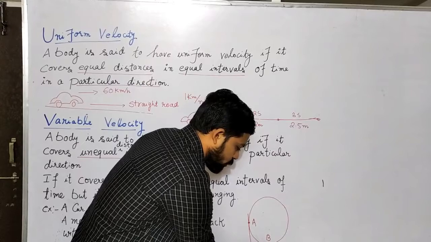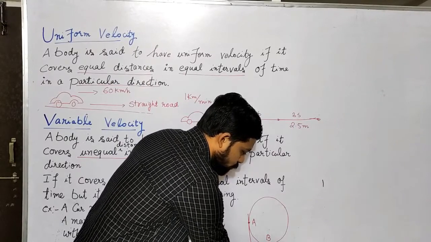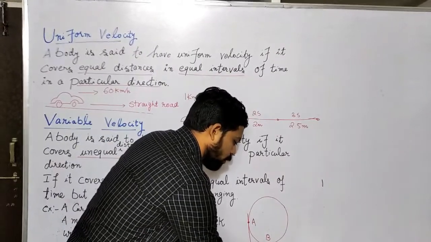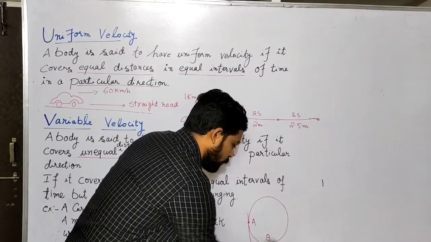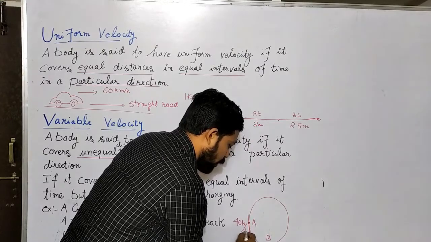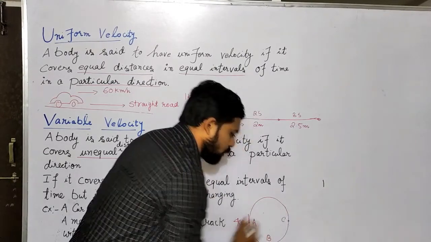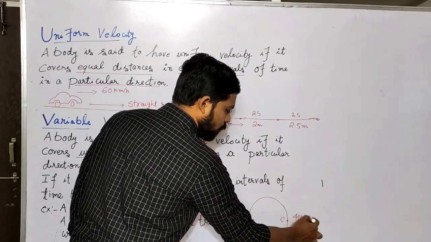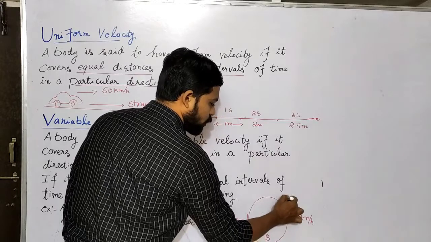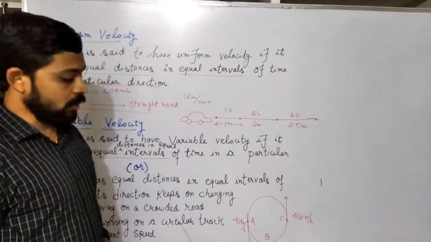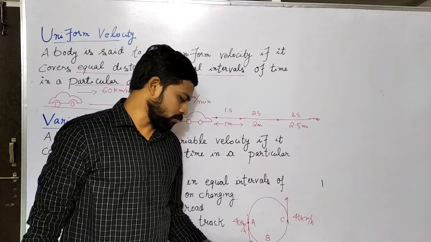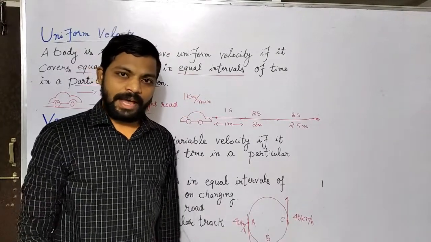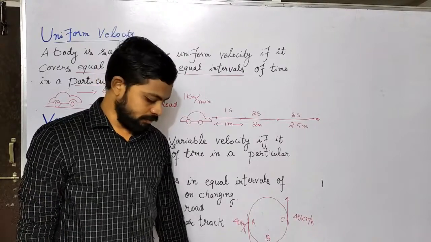Now what is the direction? Again I will draw a tangent. His direction is this way. He is traveling with the same 40 km per hour. 40 km per hour here, or here also 40 km per hour. We'll take one more point, that is C. There also he is running with 40 km per hour, but his direction is changing. So every time his direction is changing in this circular motion, maybe the speed is constant. Even then, we call this variable velocity, not constant.